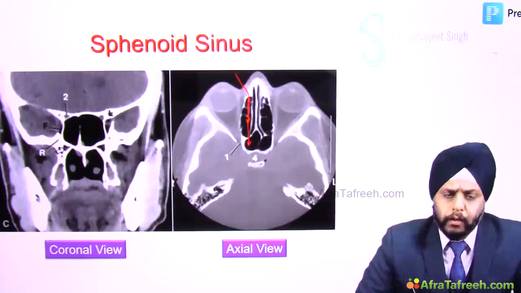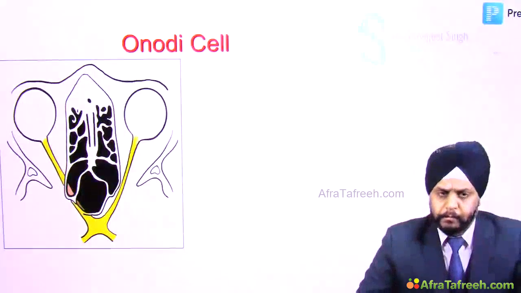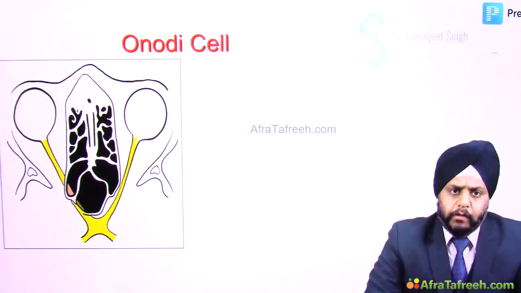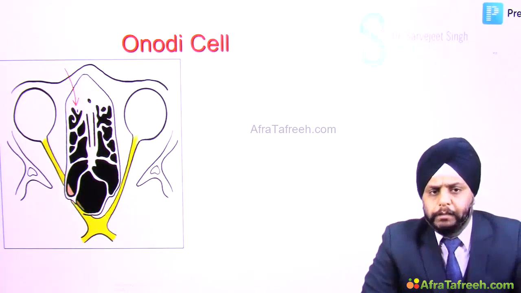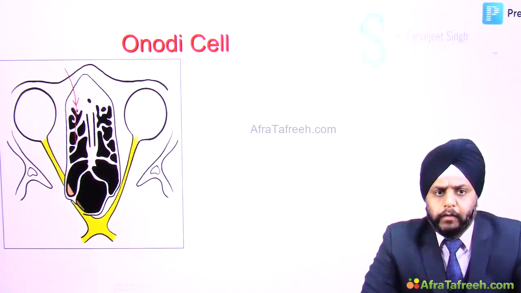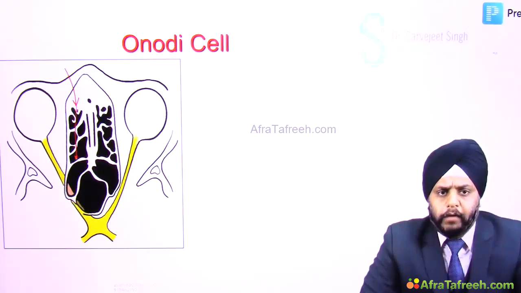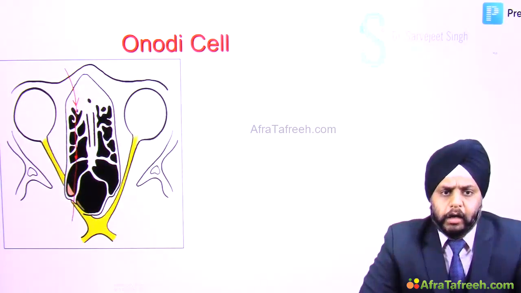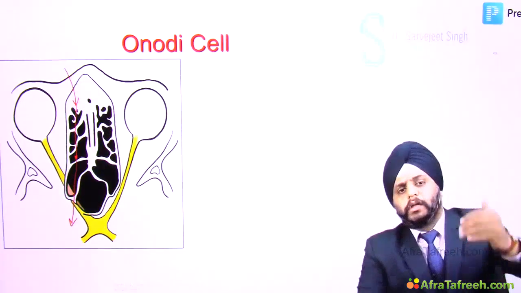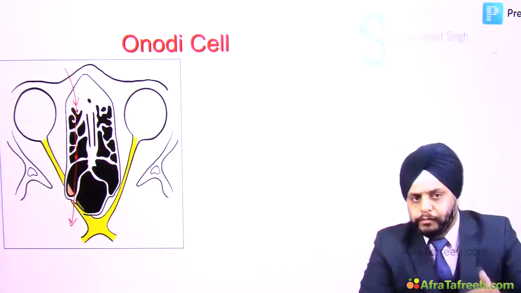However, suppose we have an Onodi cell. Now we have an Onodi cell. So what has happened? When you have an Onodi cell, you go inside and the surgeon tries to repeat the same thing and he tries to break the anterior ethmoid. He will enter into the posterior ethmoid, and if he keeps on going straight and he tries to break the posterior ethmoid, he will damage the optic nerve.